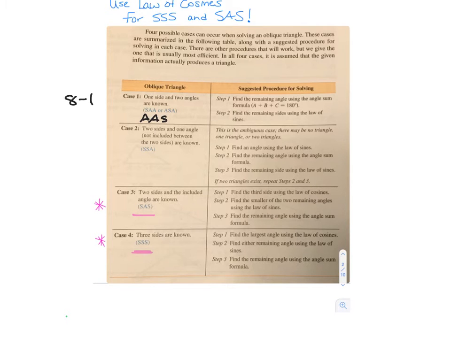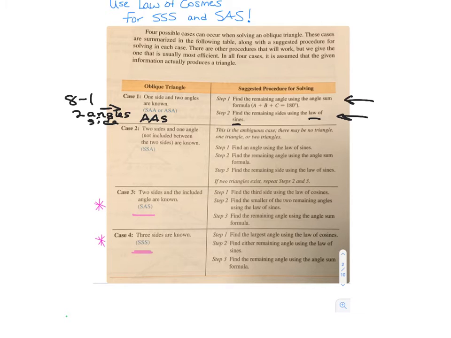Step number 1 is to find the remaining angle. Notice you're given 2 angles and a side. To find the third angle, you're just going to add the 2 that are given and subtract from 180. And that's that triangle sum formula. Then to find the remaining side, you're going to do law of sines. That was what we did in 8.1.